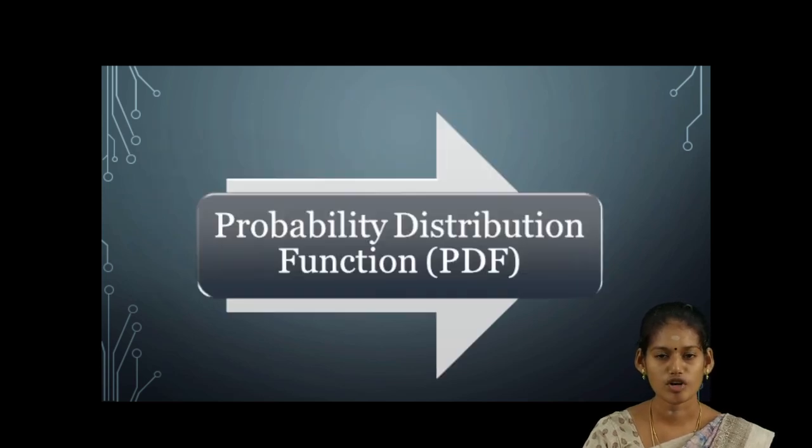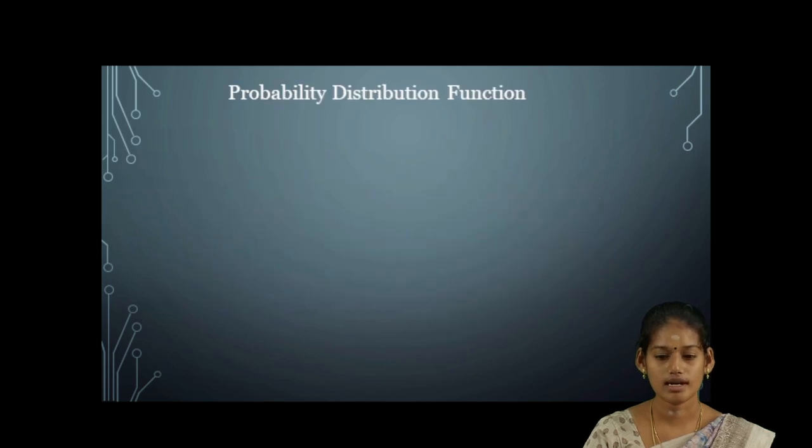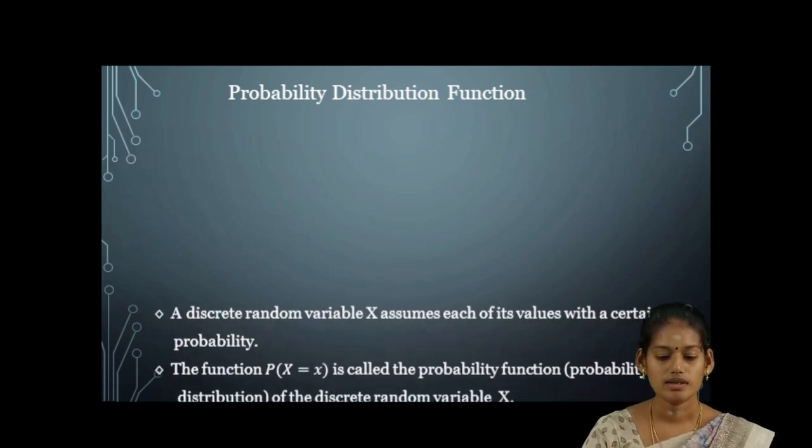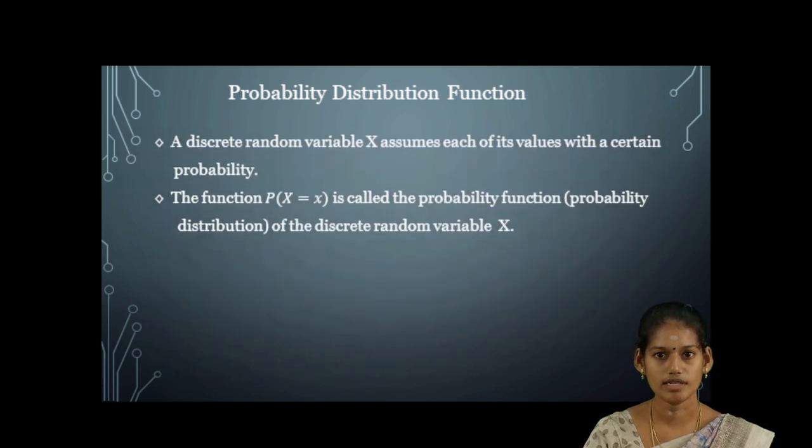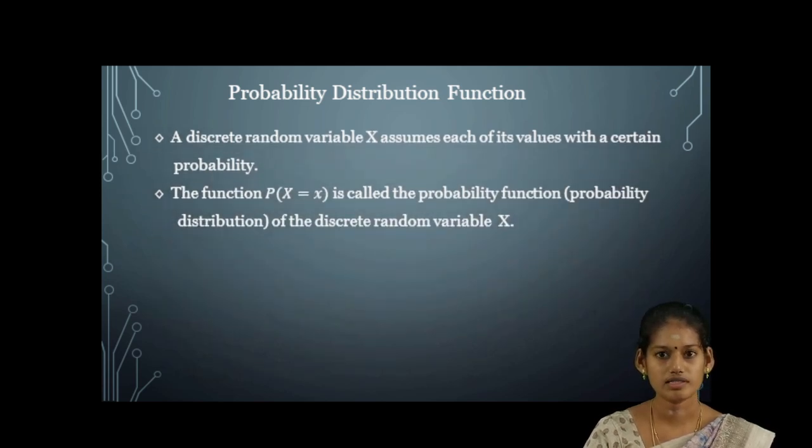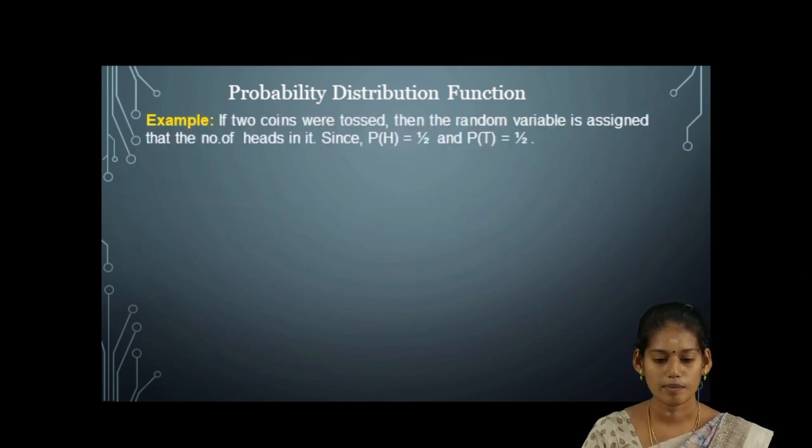And next we are going to see about the probability distribution function for discrete random variables. Some authors express this as the probability mass function. Here the discrete random variable X assumes some probability for every event. The function P of x equal to P of X equals x is called the probability function or probability distribution function. For example, the same example is worked here. If two coins are tossed, the random variable is assigned as the number of heads. We all know that if a coin is tossed one time, the probability of getting a head is 1 by 2 and the probability of getting a tail is 1 by 2.